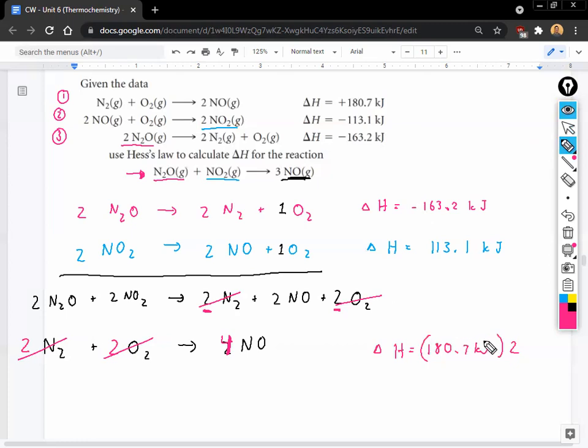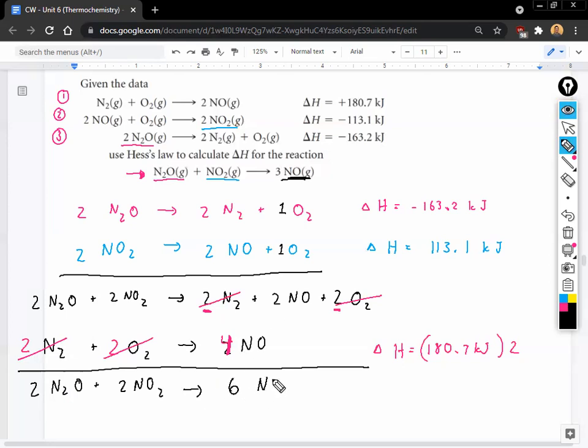Okay, and make sure when you do this that you double the enthalpy, because you did double the reaction. Okay, so let's put everything together. On the left side, the only thing I have left is 2 N2O, and I have 2 NO2s, because the N2 and the O2 canceled out. And on the right side, I'm going to have 6 NOs.